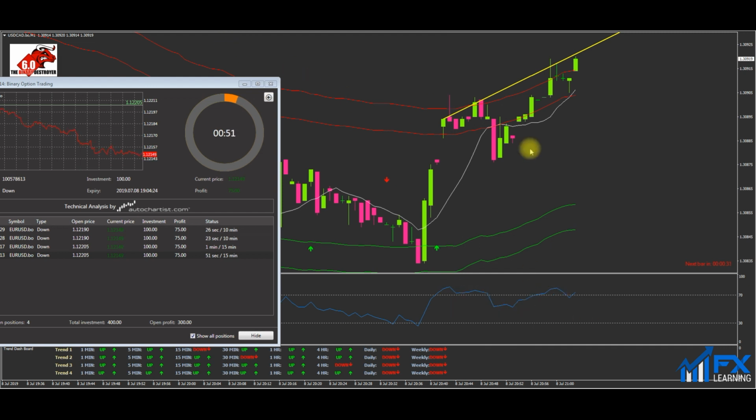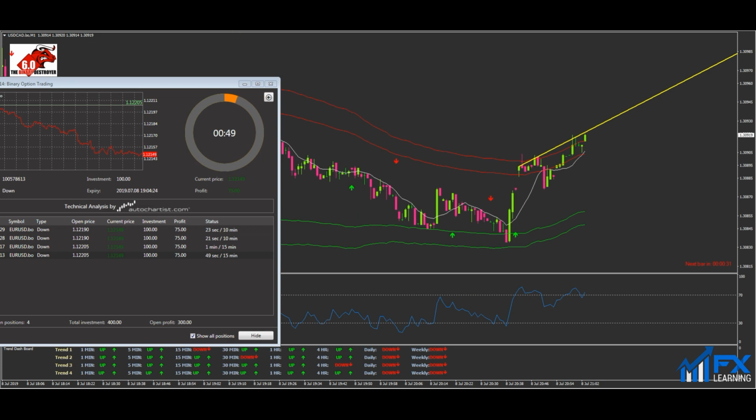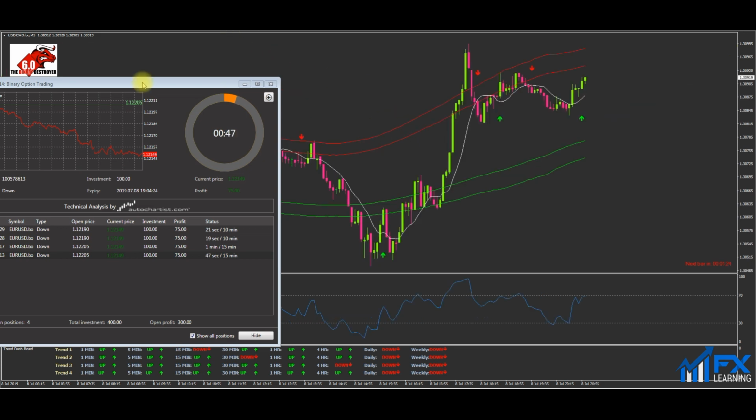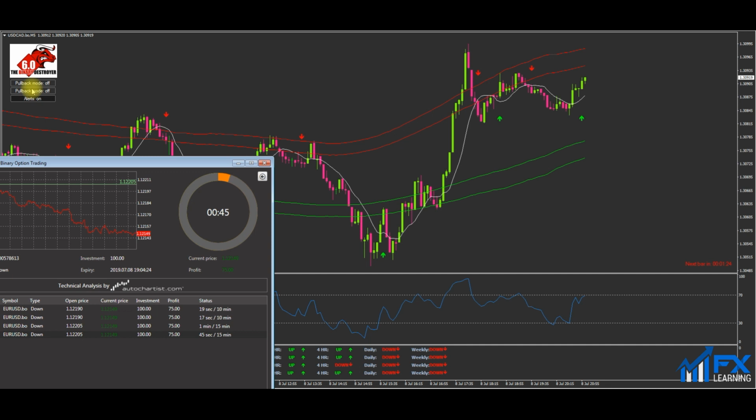Now, the crucial thing is this is against the trend, right? We go to the 5 minutes. If this is a downtrend, we'll take this trade. Is it? No, it's an uptrend. So I wouldn't take this trade. This is a trade against my rules. I wouldn't take this trade.